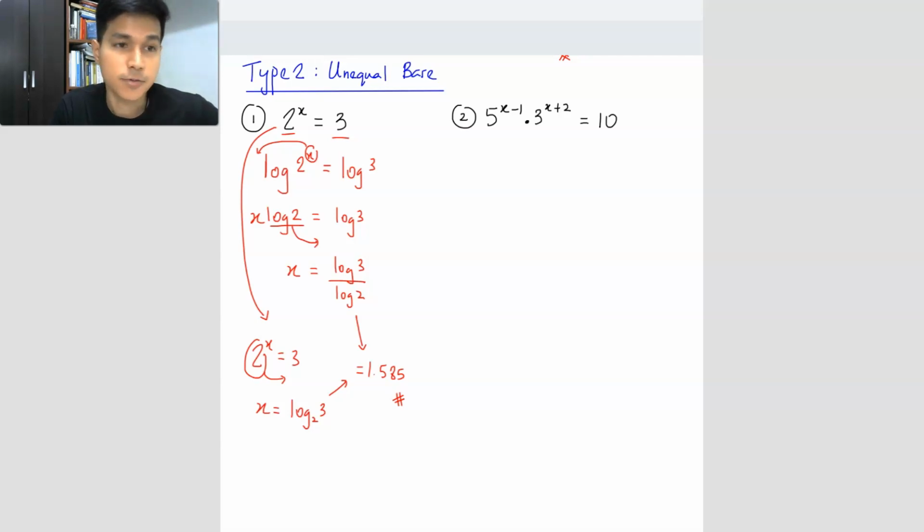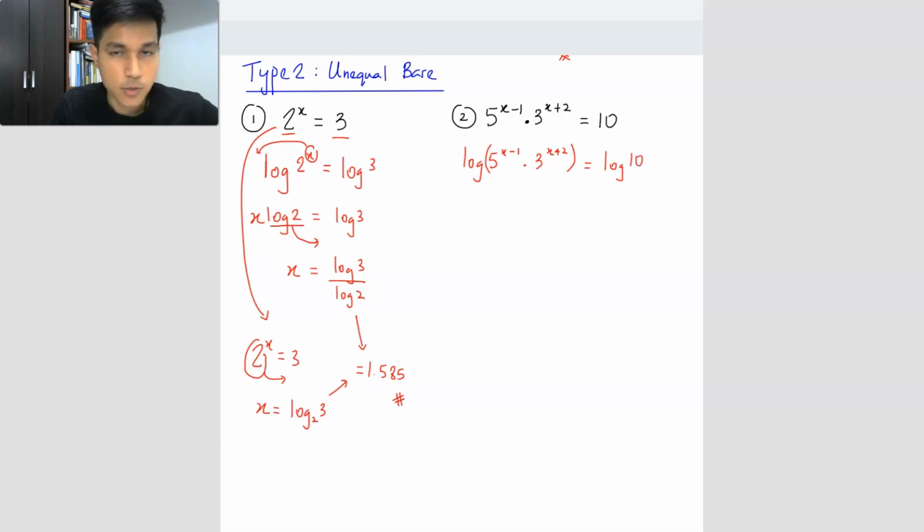Now, let's try a harder one. You have 5 power x minus 1 multiply 3 power x plus 2 equals 10. How are you going to make it the same base? You can't, so same thing, we're going to add a log. So we add log of 5 power x minus 1 multiply 3 power x plus 2. I put a bracket here. If you put log on the left, you have to put log on the right as well.